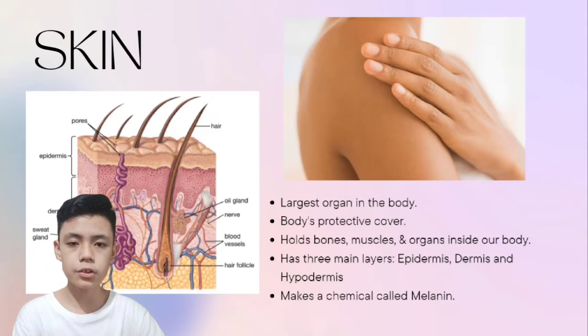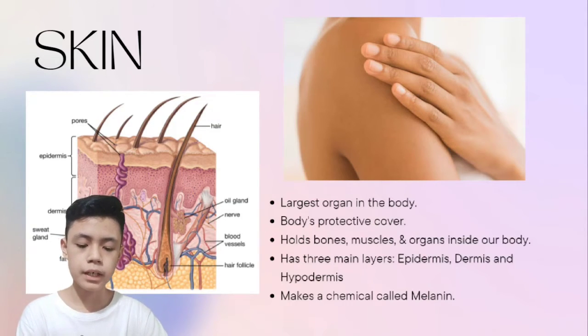It has three layers which are called epidermis, the top layer, dermis, the middle layer, and hypodermis, the bottom or fatty layer. And did you know? Our skin makes a chemical called melanin. It develops extra melanin when it is exposed to strong sunlight.